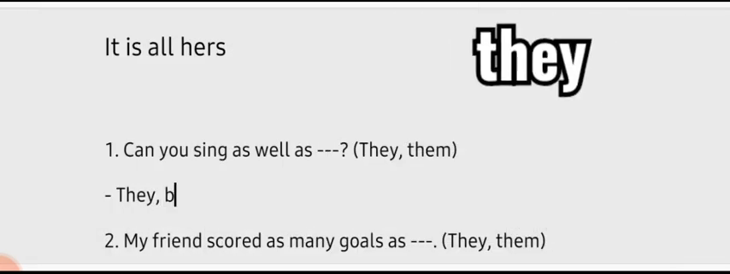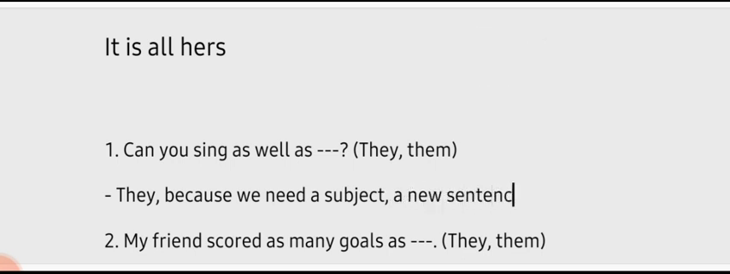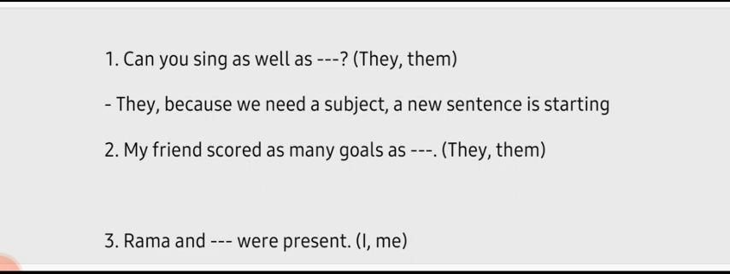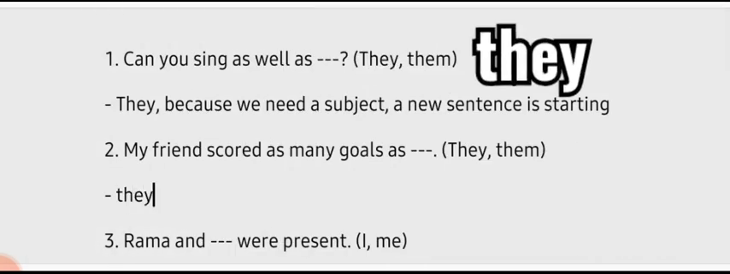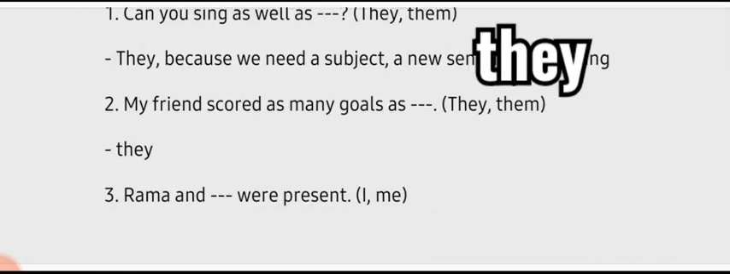Why they? Because we need a subject, because a new sentence is starting after as well as, means the sentence is like, can you sing as well as they sing, in this way, right? Now the second sentence: my friend scored as many goals as they scored, in this way, means we are going to use they here, same as the first sentence.